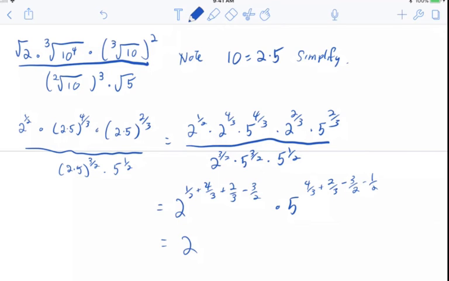1/2 plus 4 over 3 plus 2 over 3 minus 3 over 2. It's 1. 4 over 3 plus 2 over 3 minus 3 over 2. 0. Oh, so the answer is 2. See how that works? Okay.